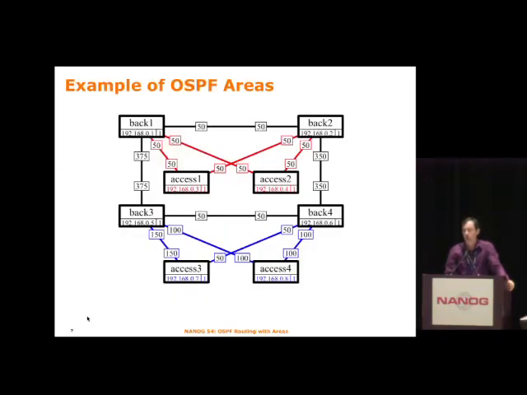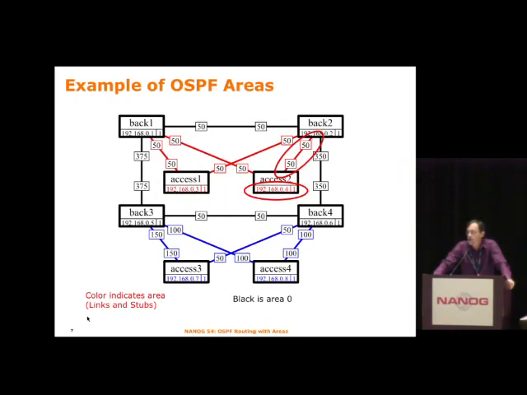So for example, in this, I've indicated the different areas by different colors. So black is going to be area 0. Other colors are non-zero areas. So we can see there that we have three different areas: the red area, the blue area, and the black. The stubs also are in areas, and so they're also indicated by the color they're in. Okay, and in this situation, the four back routers are the area border routers because they're the routers that have links in more than one area.